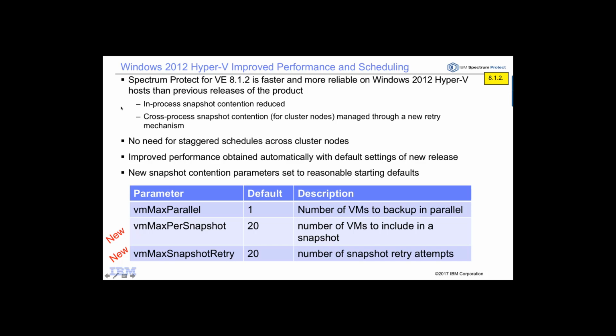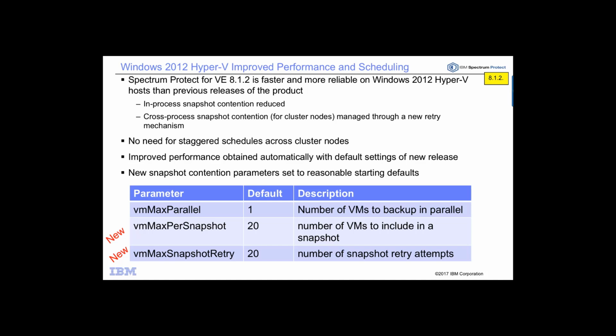But what we've done in this version is made it faster and more reliable than it was in previous versions by working in the product to reduce snapshot contention from within the threads of the product, and also reducing cross-process snapshot contention for cluster nodes managed through a new retry mechanism. So when you're using data protection for Hyper-V on a Windows 2012 system with 8.1.2, there should be no need for staggered schedules across cluster nodes, and you should see improved performance automatically with the default settings of the new release.